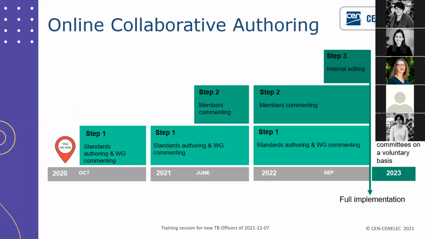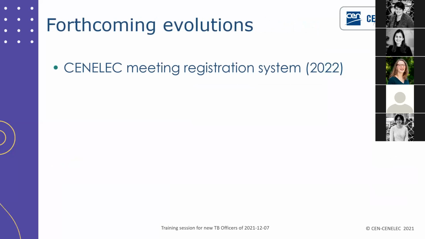Okay, and next slide. And the next one is for CENELEC only. It's the CENELEC meeting registration system. So up to now, this is a feature which is already available in CEN, and I guess you had a presentation previously in the previous session. But unfortunately for CENELEC, the registration to meetings is still based on an email exchange. So the objective here is to provide a platform which allows the TC Secretary to create a meeting, and then for the members to register through this platform.